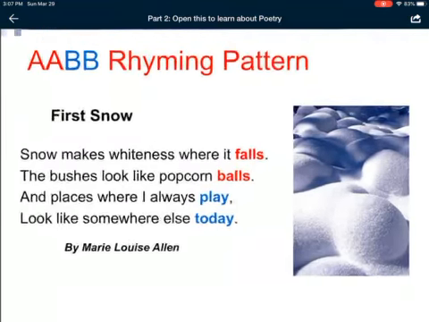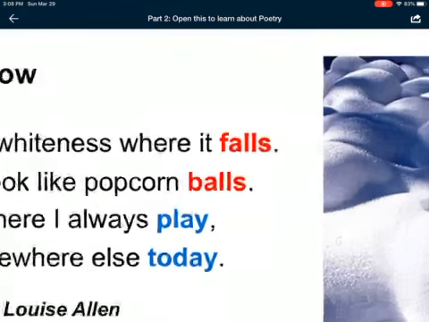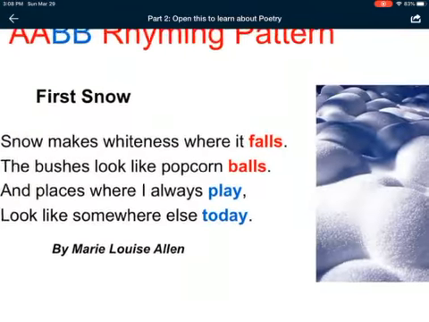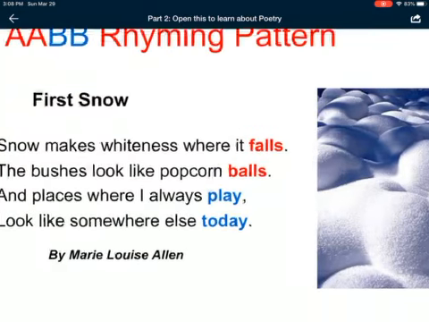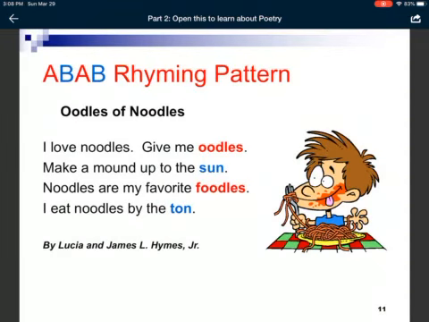So this is an example of an A, A, B, B pattern. It's called For Snow by Marie Louise Allen. Snow makes whiteness where it falls. The bushes look like popcorn balls. In places where I always play, look like somewhere else today. So that's where falls and balls rhyme, and then play and today rhyme. So that's A, A, B, B.